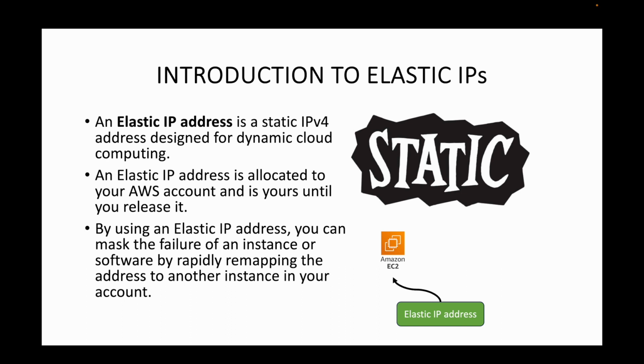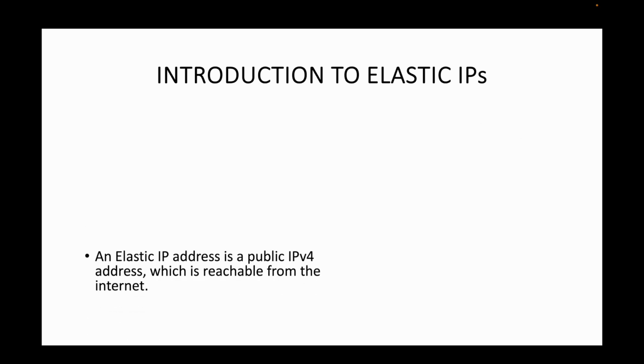Now what we can do is we can quickly launch a new instance and associate the same Elastic IP address to that instance. So as a user, nothing has changed, but in the backend we are now running the application on a new server. So by using an Elastic IP address, you can mask the failure of an instance or software by rapidly remapping the address to another instance in your account.